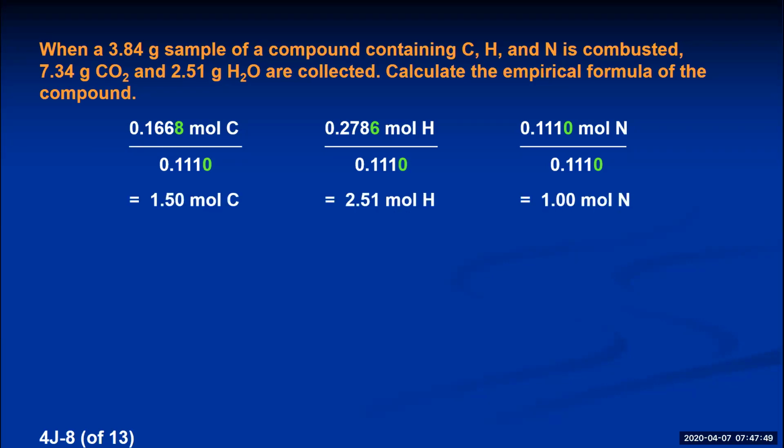This comes out to be 1.50 moles of carbon, 2.51 moles of hydrogen, and 1.00 moles of nitrogen. So the nitrogen's an exact integer, but the carbon and hydrogen values are not within 1/10 of an integer. In fact, they're really close to 1.5 and 2.5. And if you can recognize that, that means you need to multiply every single one of these number of moles by 2. If you do that, you'll get 3 moles of carbon, just barely over 5 moles of hydrogen, within the range of plus or minus 0.1, and then 2 moles of nitrogen.